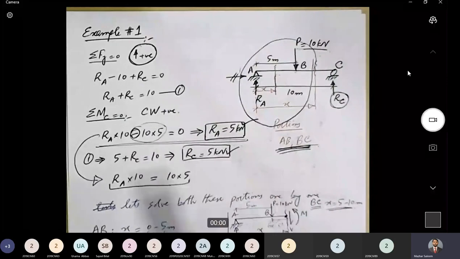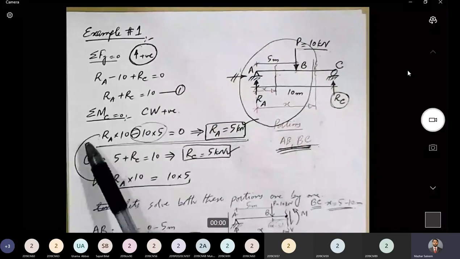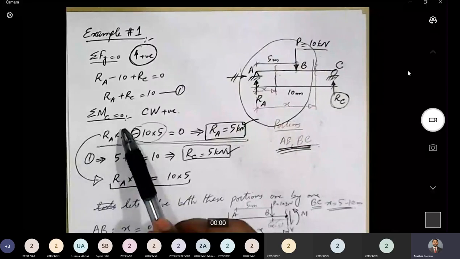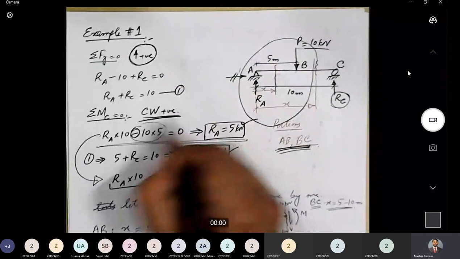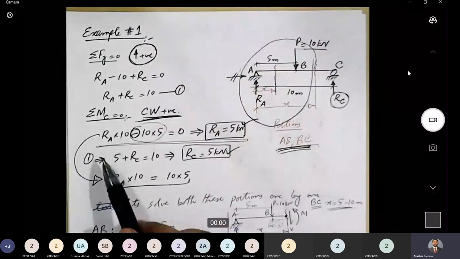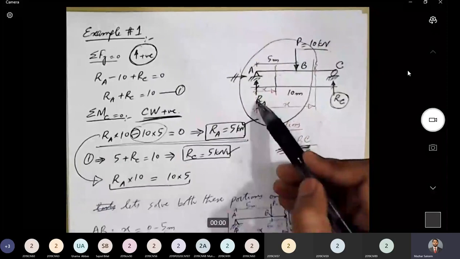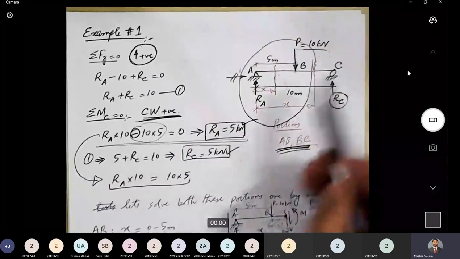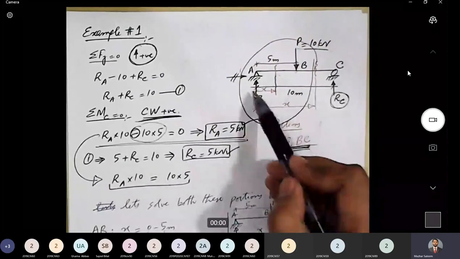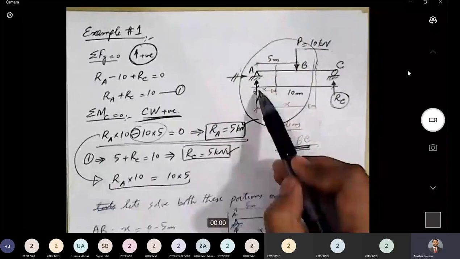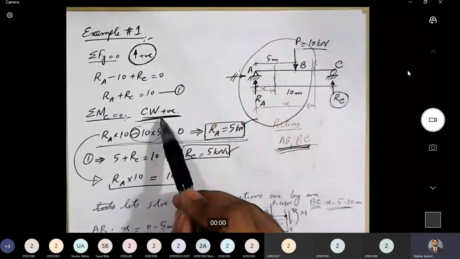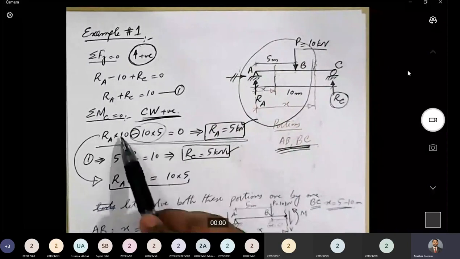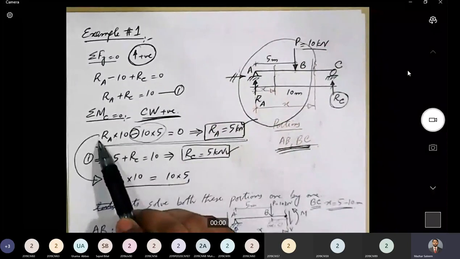Next step is to apply the second condition of equilibrium, sigma Mc equal to 0, and for this our convention will be clockwise moment will be taken as positive. Next, let's apply this condition. Now if we start from here, this is our moment center, so Ra into 10 is the lever arm, and this moment will be in clockwise direction. So according to our convention, clockwise moment is positive. That's why we have taken it as positive.